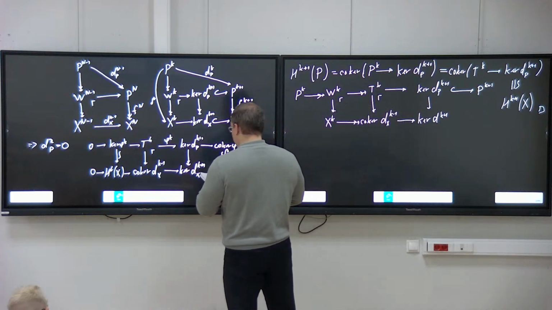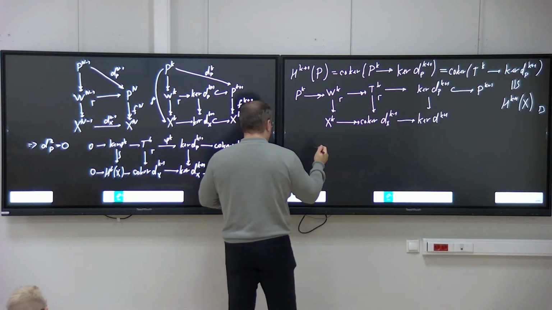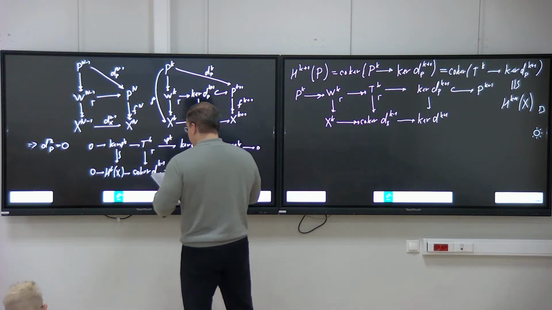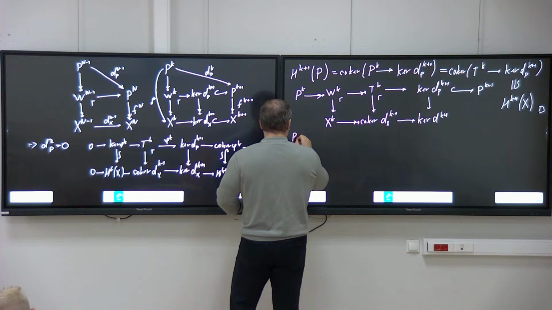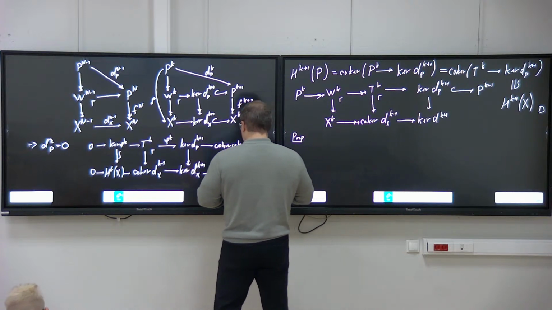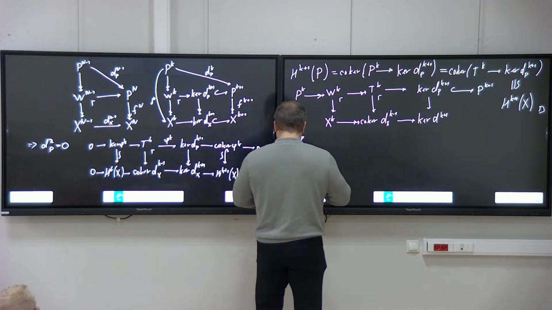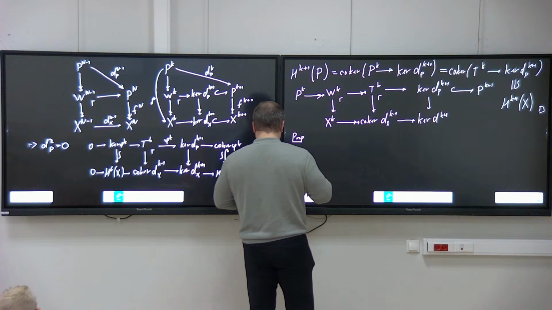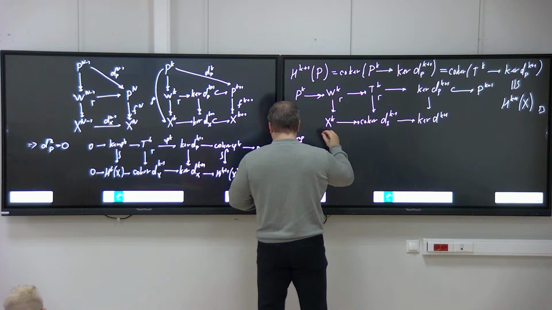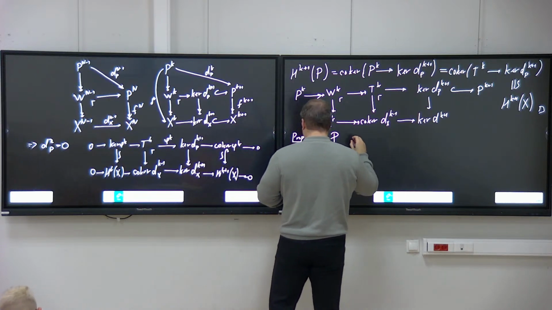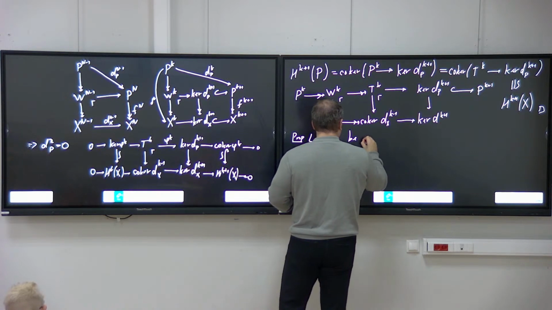Okay. So, the complementary proposition tells us the following. As before, I assume that I have a smothering class. So let P be a smothering class.